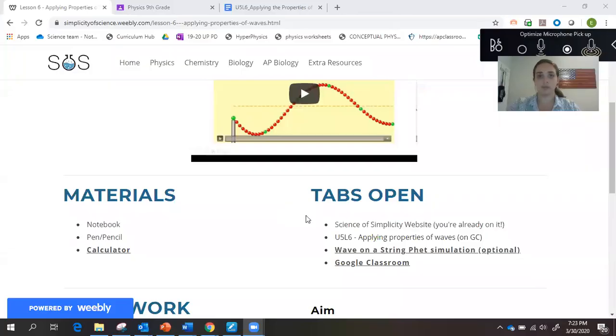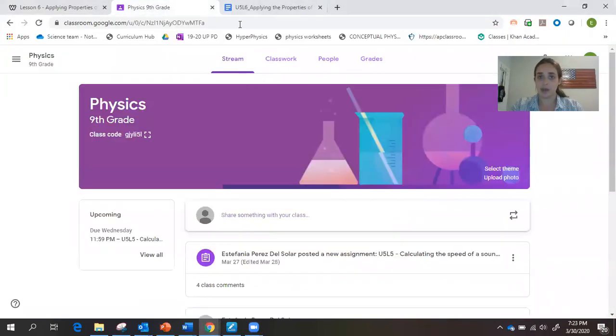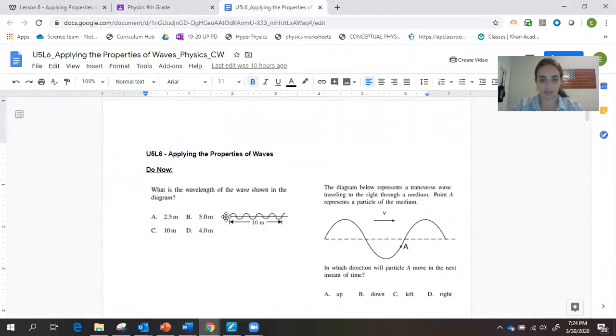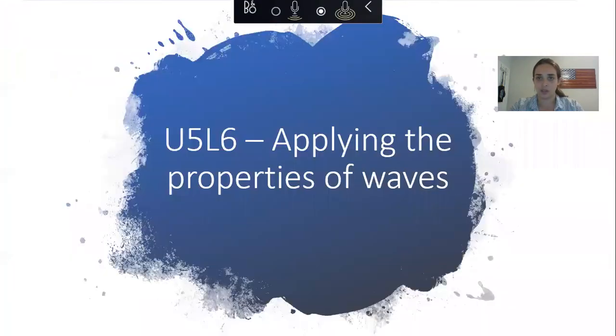For today, you are going to need the following tabs open on your computer. Let me share my screen with you so you can see. You need the SOS Applying Properties of Waves website, Google Classroom open, and also the classwork that you have already downloaded from Unit 5, Lesson 6. Let me pull up my PowerPoint presentation. Great. So let's start. Today, we're doing applying the properties of waves.